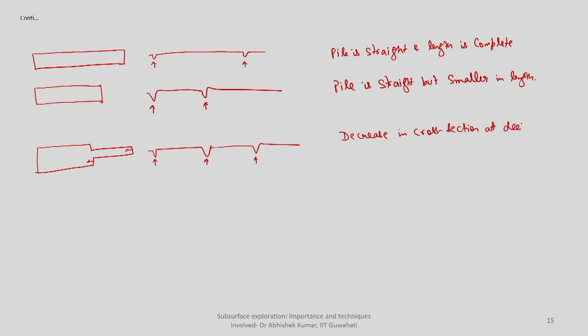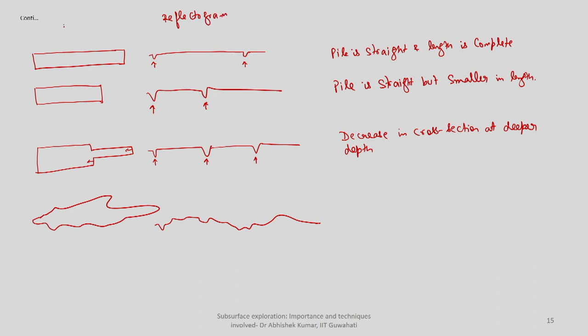At deeper depth, these all are given. So, in the same way, if there is continuous change in the cross section of the pile like this, if you see the same thing, you will get a continuously disturbed acceleration sensor signal. This is a reflectogram. This is the pile section and this is the comment or description about the pile. So, this is an irregular cross section of the pile throughout.